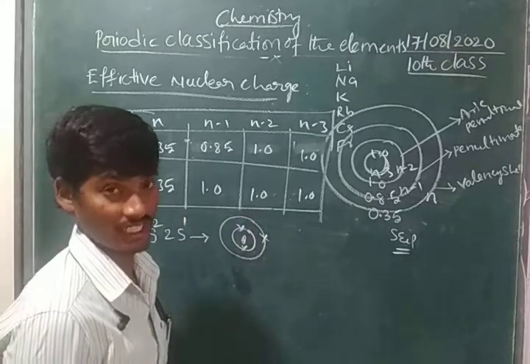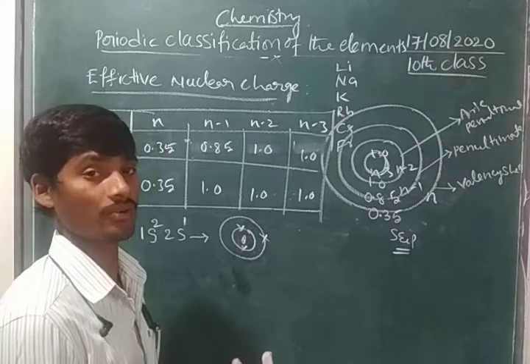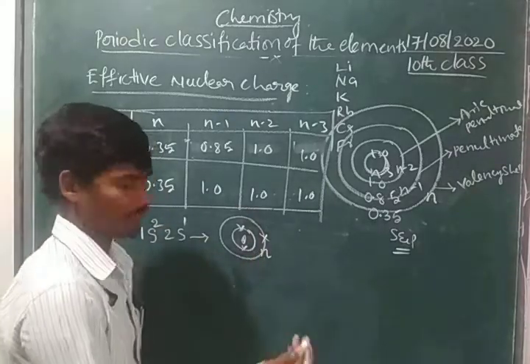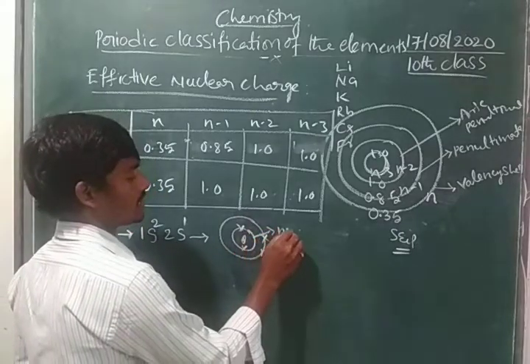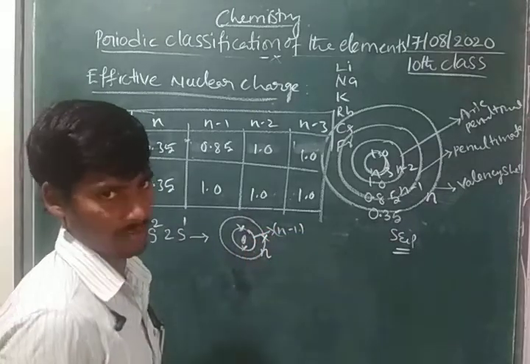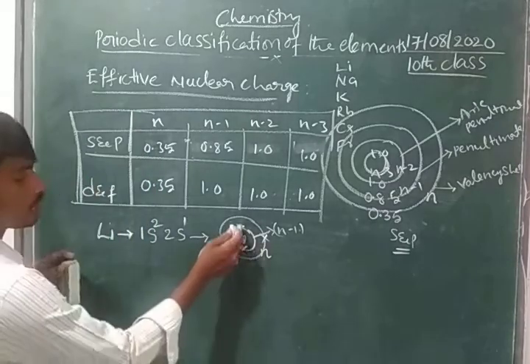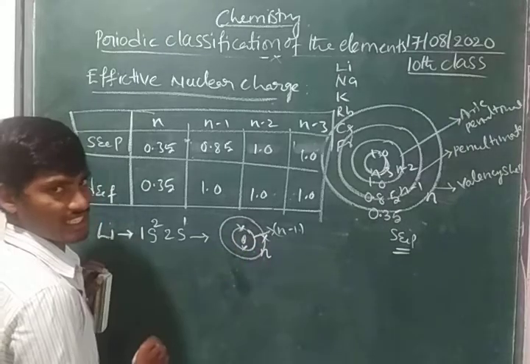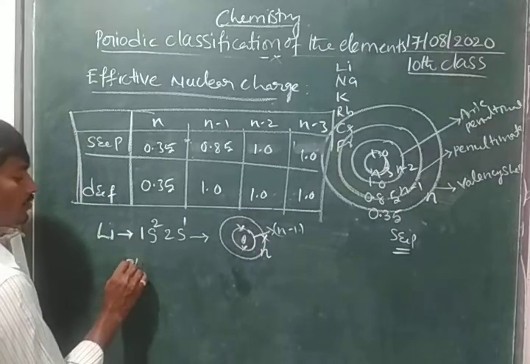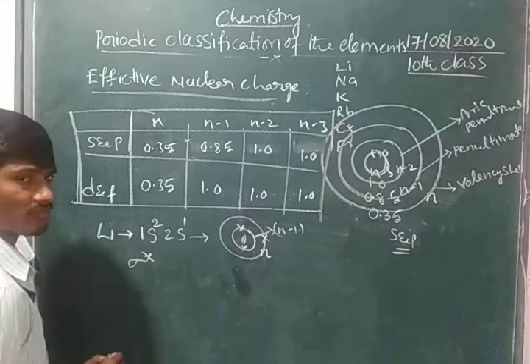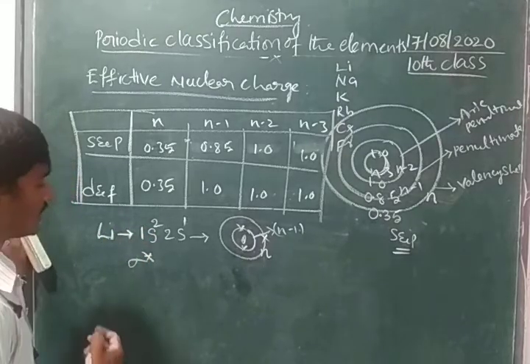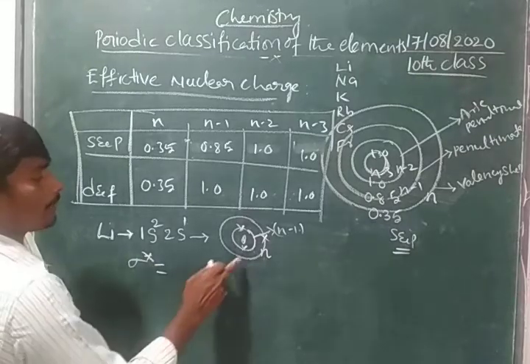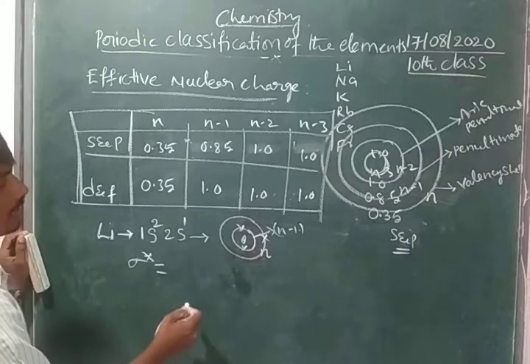So how much is it screened? That we have to find out, the screening constant value. Here this we consider as n, the last shell, and this we consider as n minus 1, that is the penultimate shell. Right children? See here, these two are screening the effect between the nucleus and the valency electron. That's why we have to find out the sigma star. See here, how can you find out the sigma star?